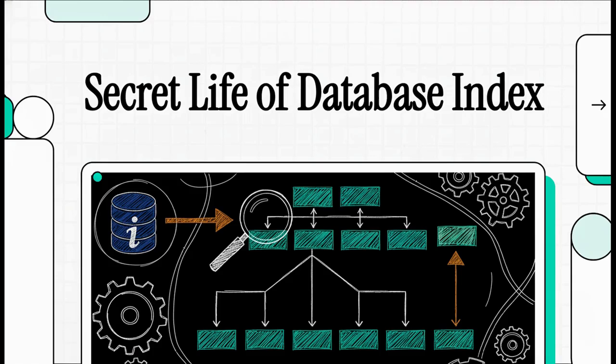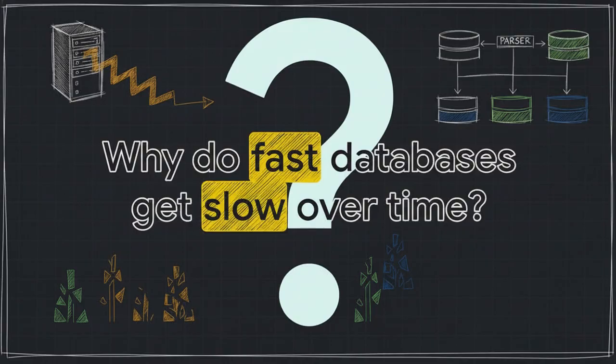All right, let's dive right in. Today, we're talking about something that's totally critical to how fast your apps feel, but you almost never see it. We're going to pull back the curtain on the secret life of a database index. It's this hidden engine that makes everything feel snappy, but it's also got a dark side that can slow things down to a crawl.